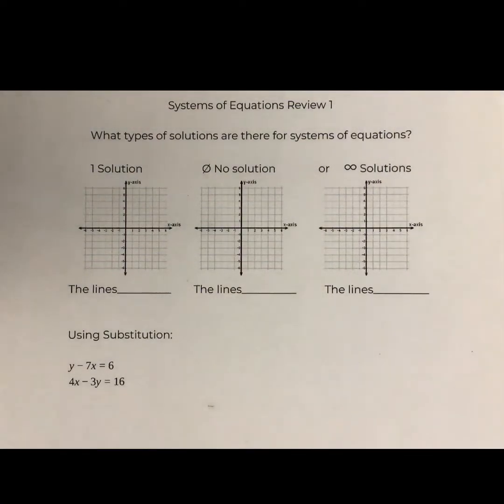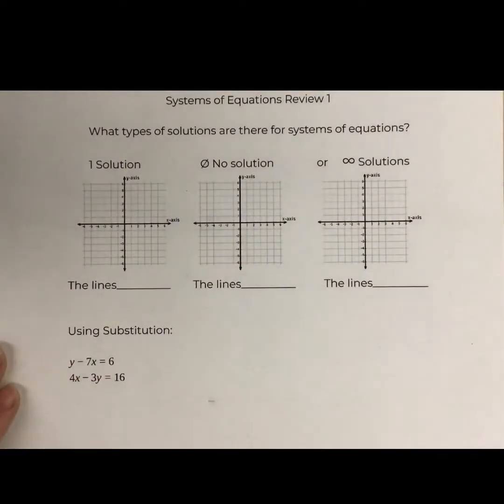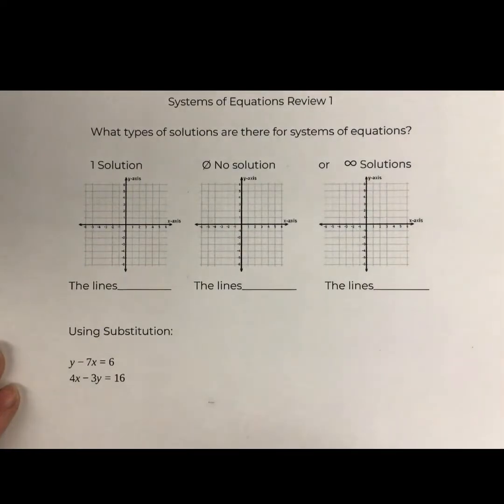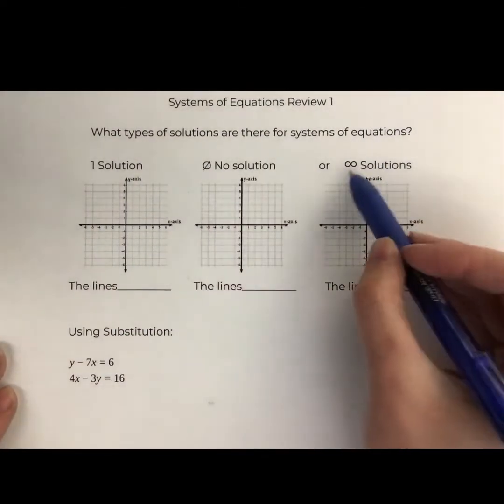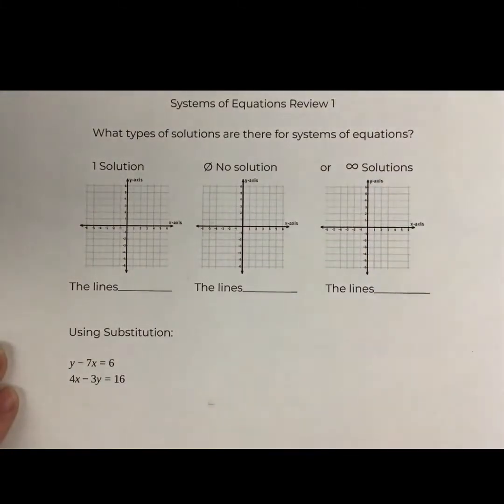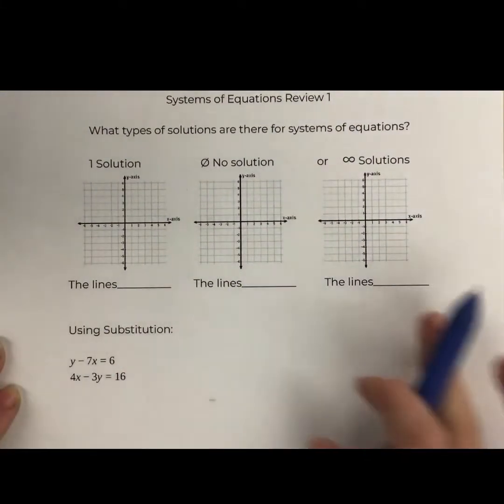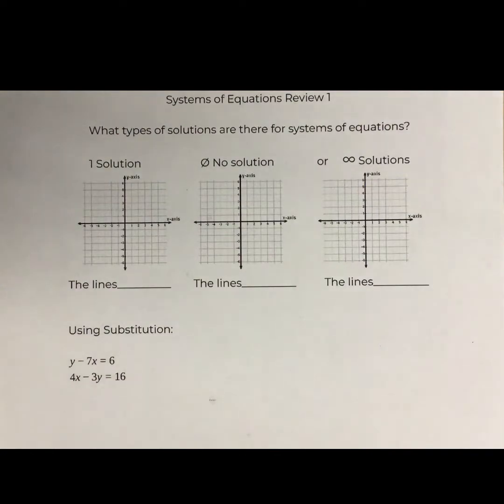All right, everyone, so today we are reviewing the three methods and things that we know about systems of equations so that we can take our quiz today. The first thing we want to talk about is what types of solutions there are for these systems of equations. And there's three types. We have one solution, no solutions, or the empty set, or infinitely many solutions. And each one comes from a different set of lines.